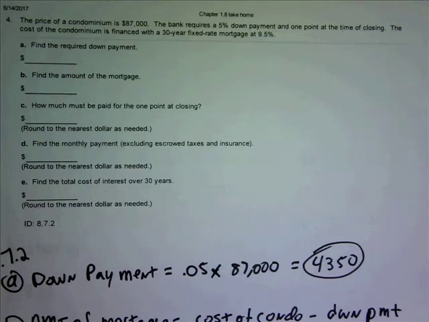Number 4, the price of a condominium is $87,000. The bank requires a 5% down payment and 1 point at the time of closing. The cost of a condominium is financed with a 30-year fixed rate mortgage at 9.5%.